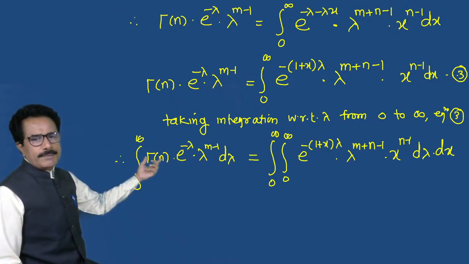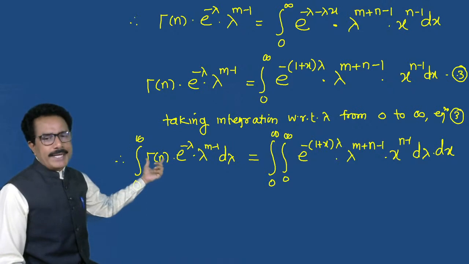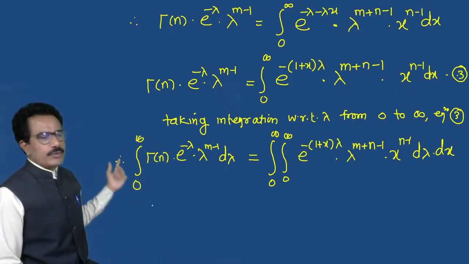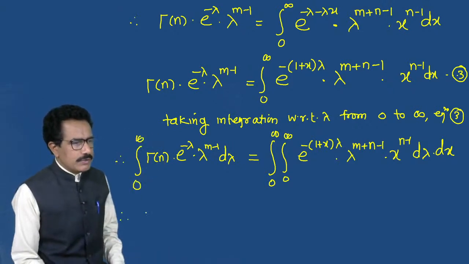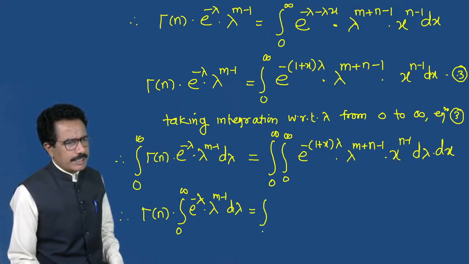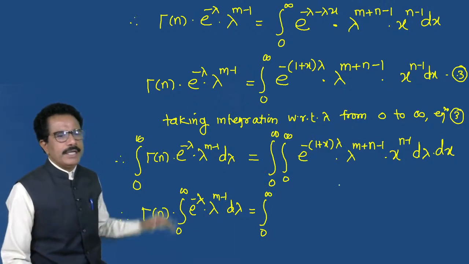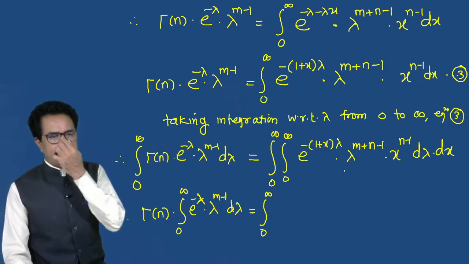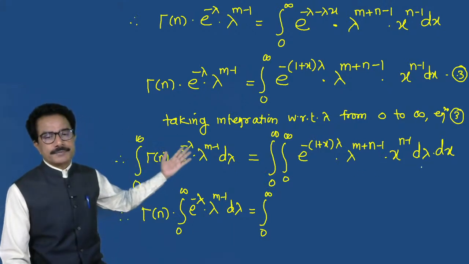Now here on the left side, gamma n is a constant term, we can take it out of the integral. So gamma n into integral from 0 to infinity e raised to minus lambda into lambda raised to m minus 1 d lambda, which is equals to integral from 0 to infinity. Now we shall distribute this. Now we have to distribute this.